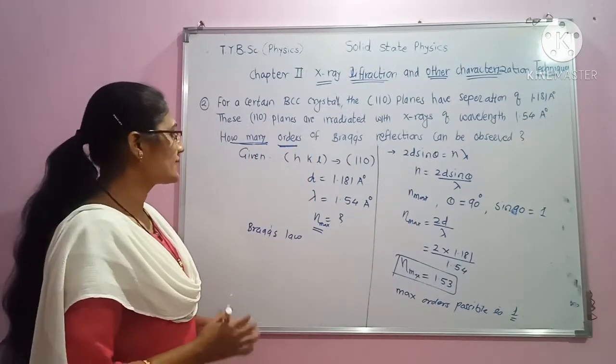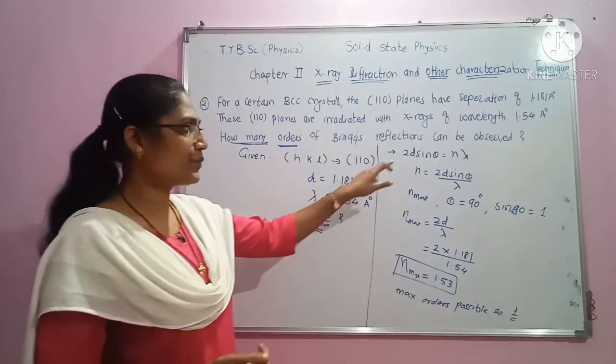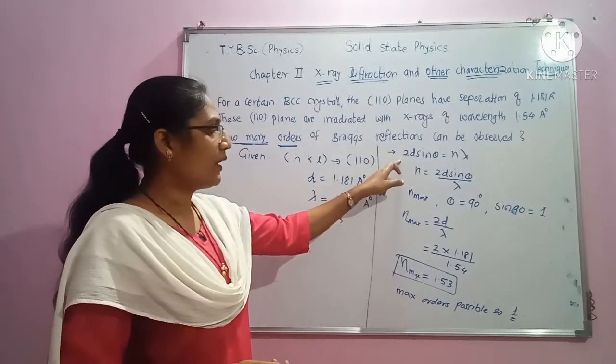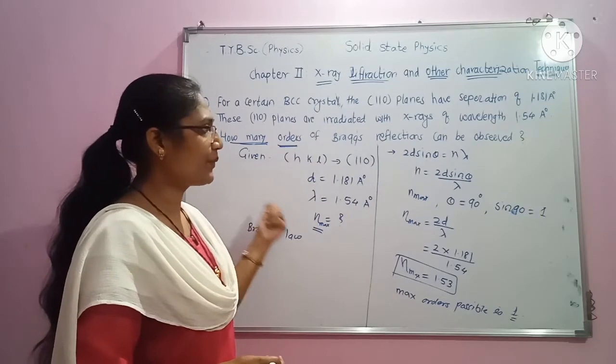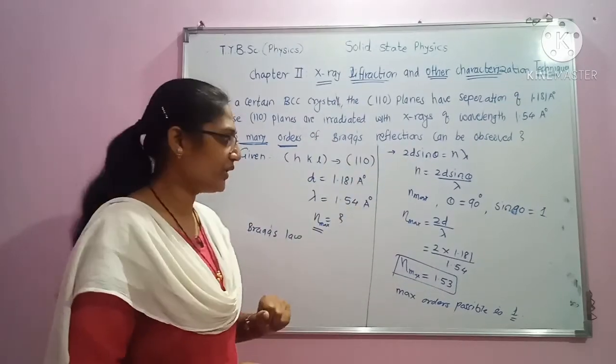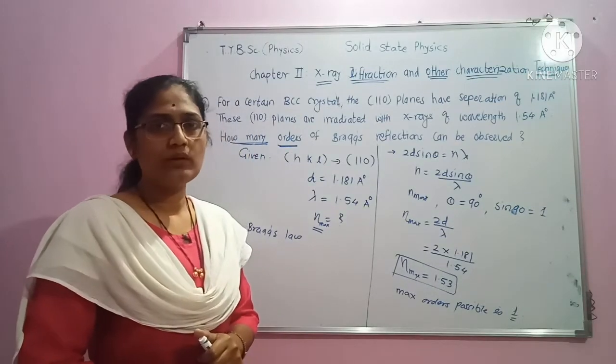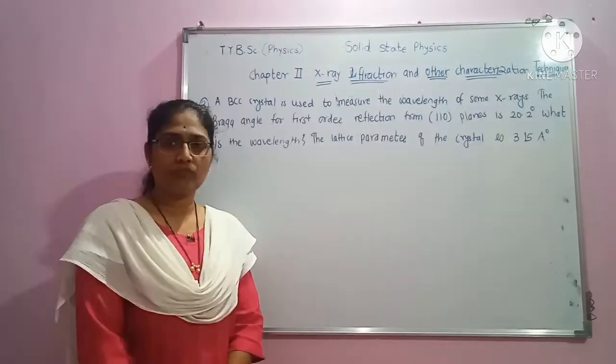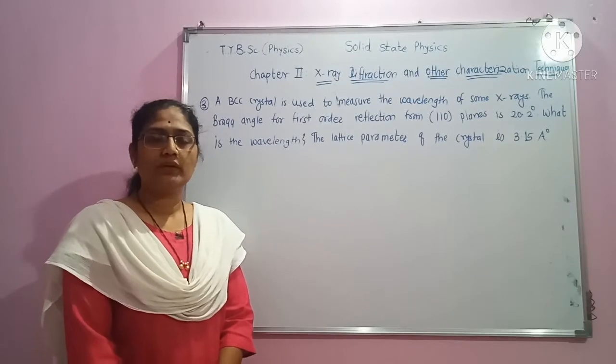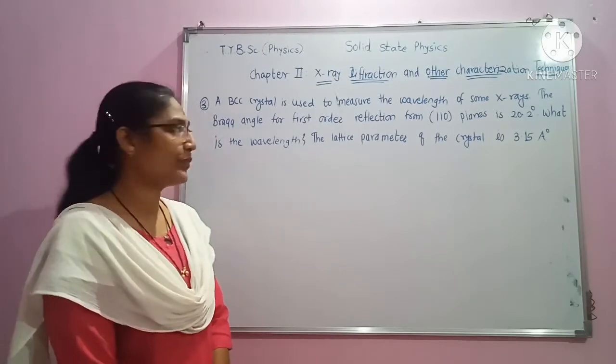So in this example, we have again used Bragg's law, and in the previous example we calculated the value of d. Here we have calculated the value of maximum order possible. Let's try to solve one more example.